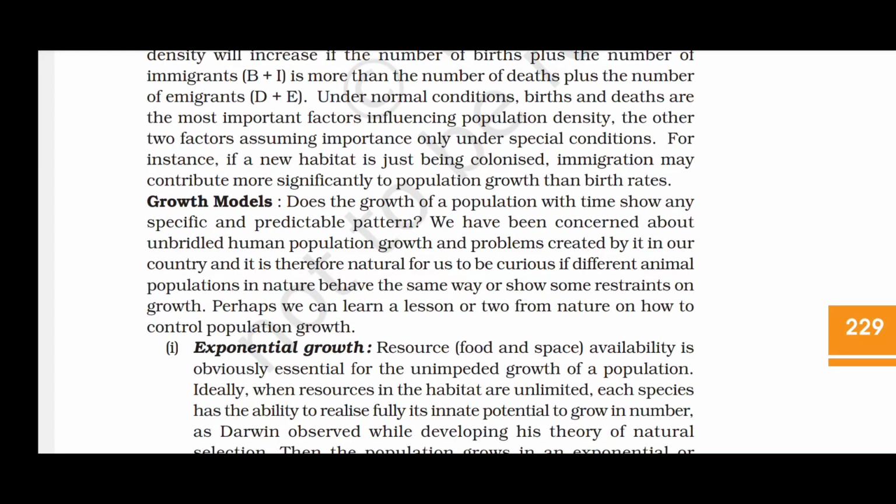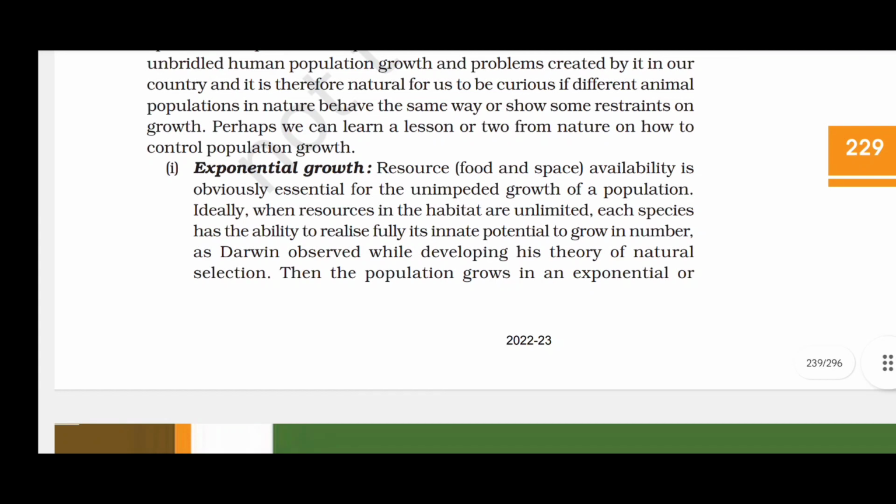We have been concerned about unbridled human population growth and problems created by it in our country, and it is therefore natural for us to be curious if different animal populations in nature behave the same way or show some restraints on growth. Perhaps we can learn a lesson or two from nature on how to control population growth. First, exponential growth.